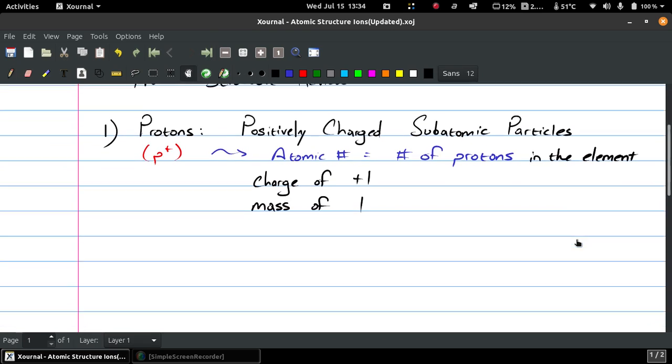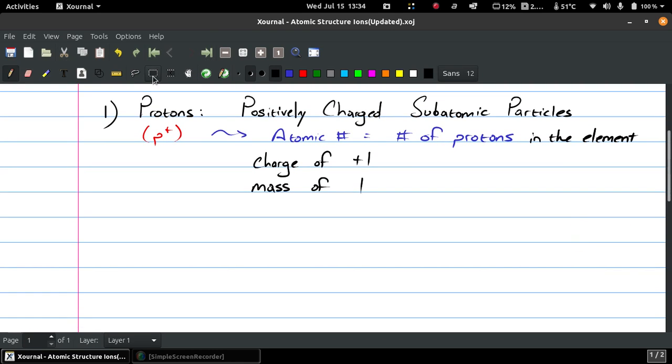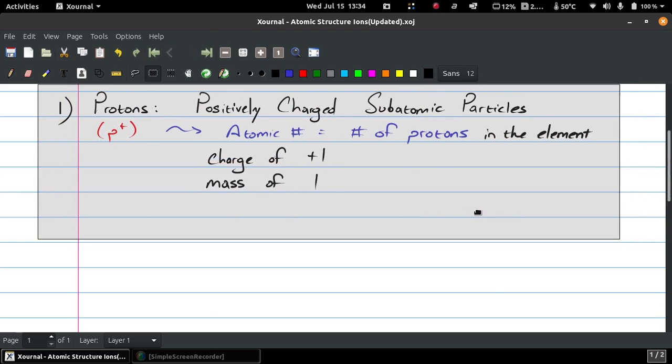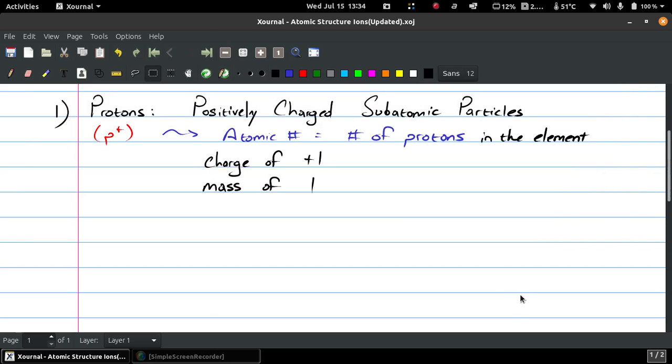Alright, our next one, let me move this over just so if any of you print this out, it's not all over the side of the paper. So 2, neutrons. So neutrons are represented as N0, or N to the 0, and they are subatomic particles with a mass but no charge.